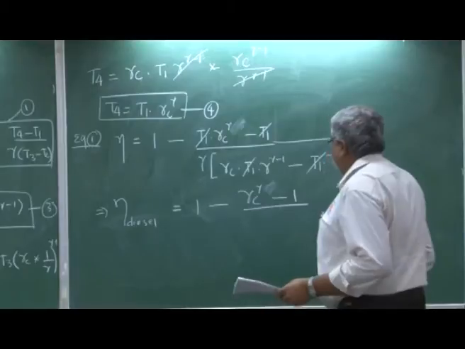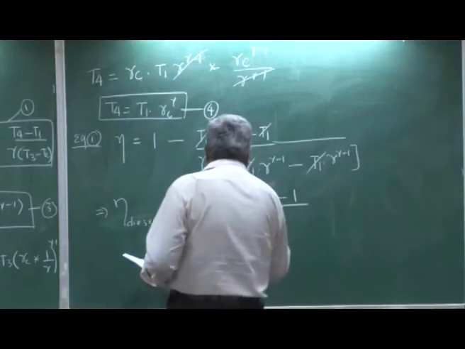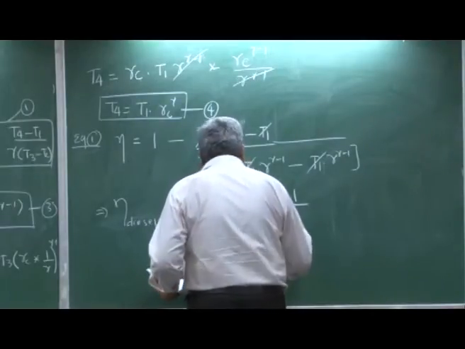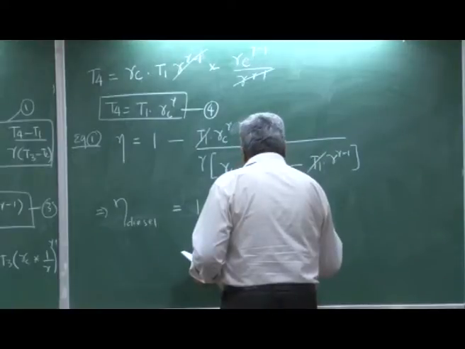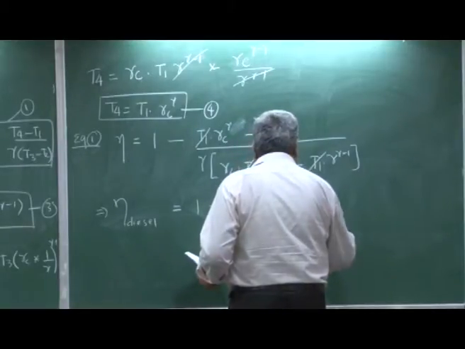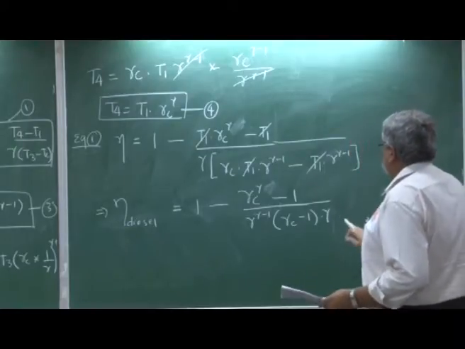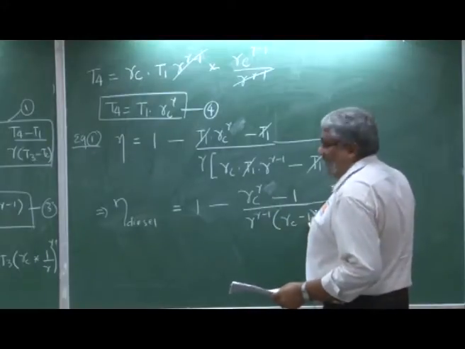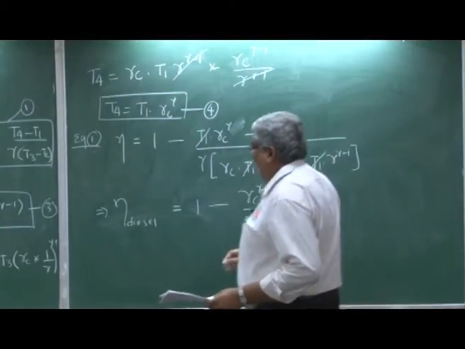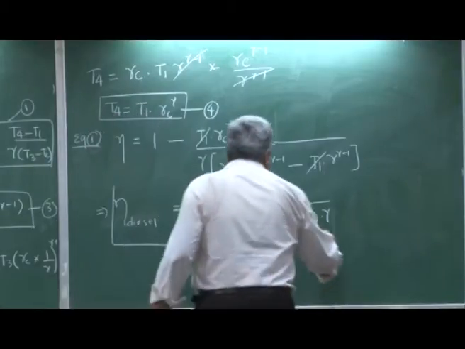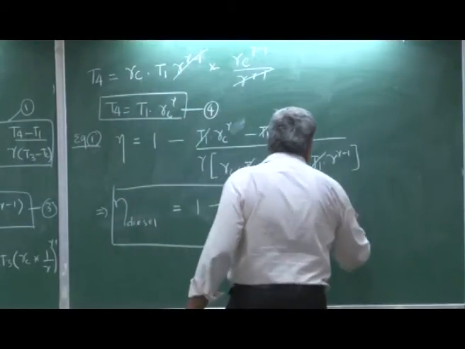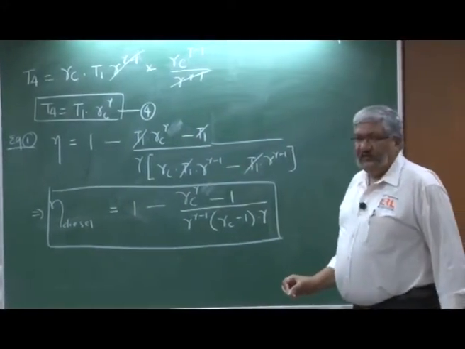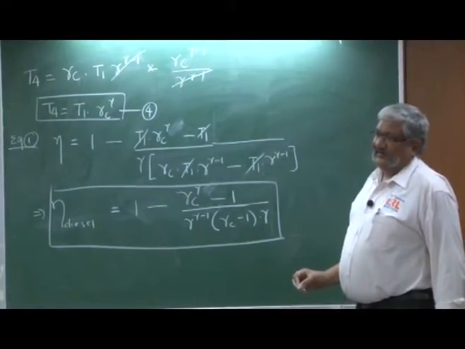So RC to the power gamma minus 1 divided by R to the power gamma minus 1 into RC minus 1 into gamma. So this gamma is outside, R to the power gamma minus 1 I take out, and what I am left with is RC minus 1. So this is a little complicated expression compared to Otto cycle, but this is how you actually define the efficiency of a diesel air standard cycle.